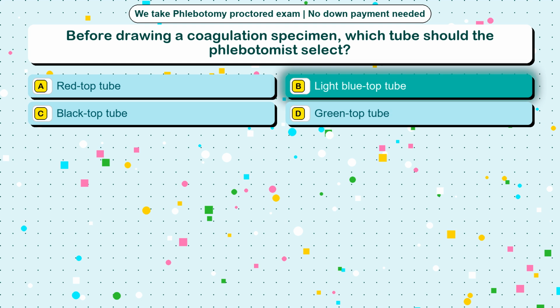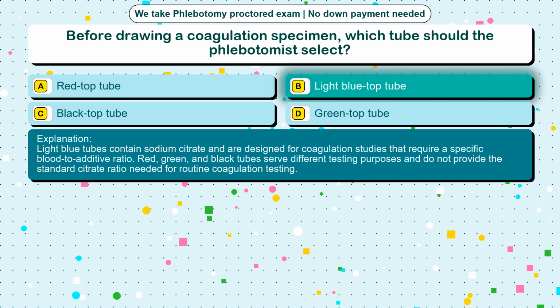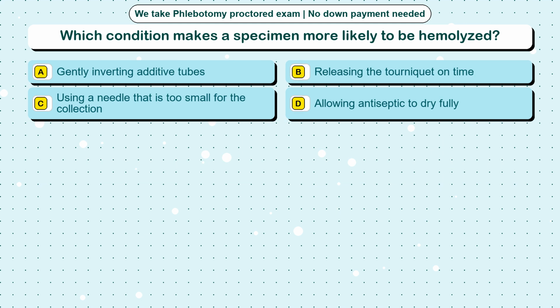The correct answer is option B, light blue top tube. Light blue tubes contain sodium citrate and are designed for coagulation studies that require a specific blood-to-additive ratio. Red, green, and black tubes serve different testing purposes and do not provide the standard citrate ratio needed for routine coagulation testing.